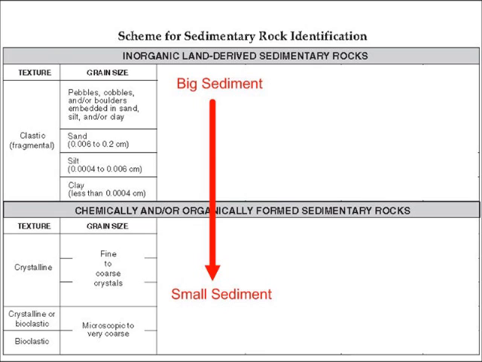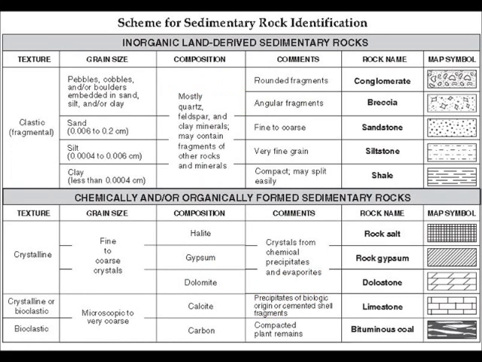On your reference table, the larger sediment is at the top of your reference table, and it gets smaller as you go down. They have a little bit of a different scheme for bioclastic rocks. They put those at the bottom, but remember, bioclastic rocks could be any size sediment. And here is the full scheme for sedimentary rocks identification, which is on page 7 of your reference table.